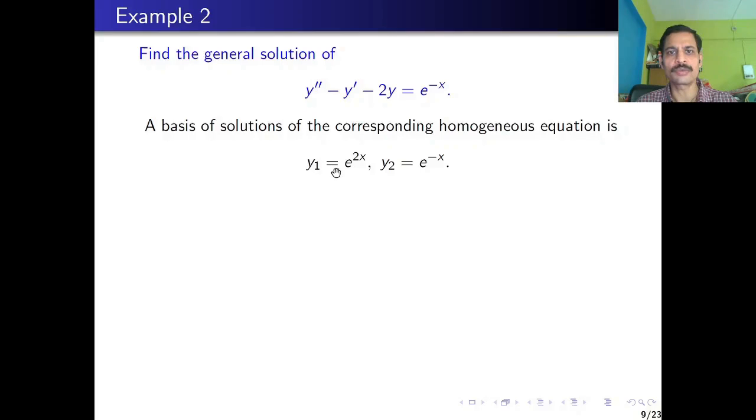The basis turns out to be y1 equals e raised to 2x, and y2 equals e raised to minus x. For that we take the corresponding characteristic equation, namely m square minus m minus 2 equal to 0, and find its roots. Its roots are 2 and minus 1, and so the real independent solutions which form the basis of the homogeneous equation are e raised to 2x and e raised to minus x.